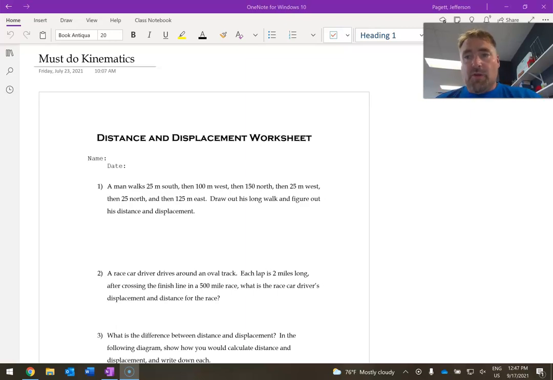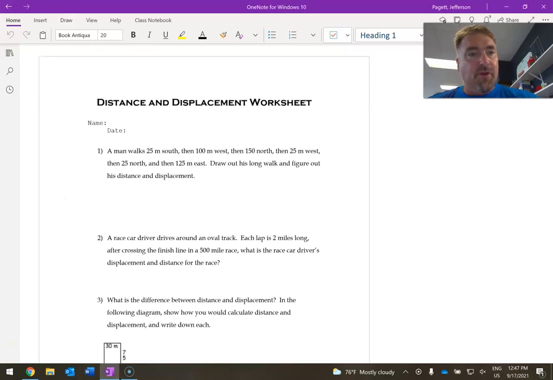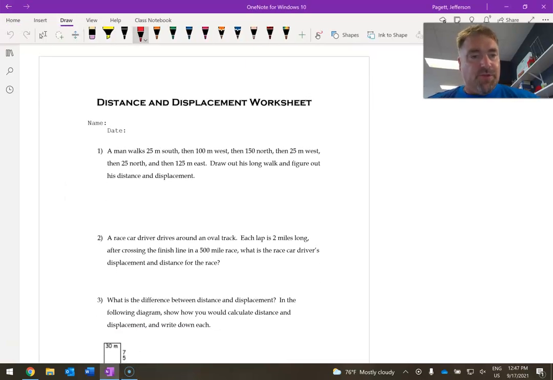Okay, in this video, I will be going through the must-do in the kinematics and walking you through. So if you have struggled a little bit on doing some of these, you can watch and hopefully have a better idea on how to actually do the problems. So we're going to start off with this distance and displacement worksheet.